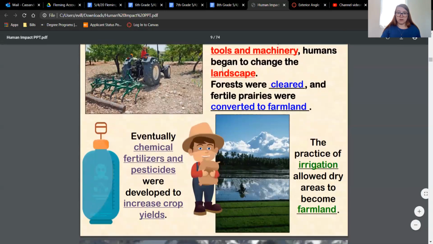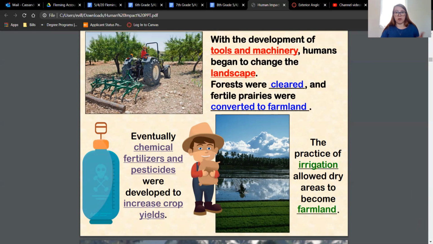With the development of tools and machinery, humans began to change the landscape. Forests were cleared, and fertile prairies were converted to farmland. Eventually, chemical fertilizers and pesticides were developed to increase crop yields. That means to increase how many items in a crop they would get. So if they were farming corn, their yield of corn, the amount of corn that they were trying to grow, they would have more that would be successfully grown because of fertilizers and pesticides.